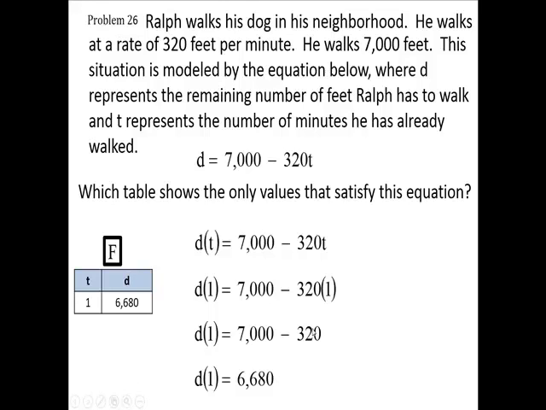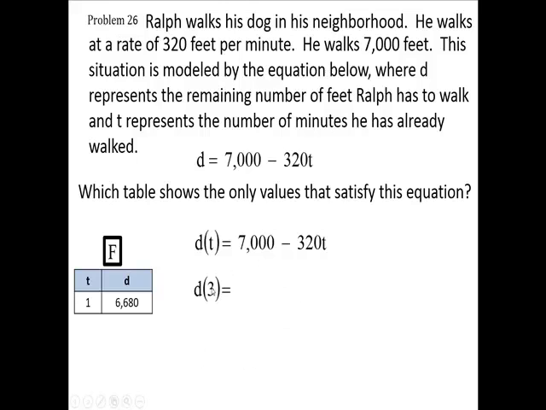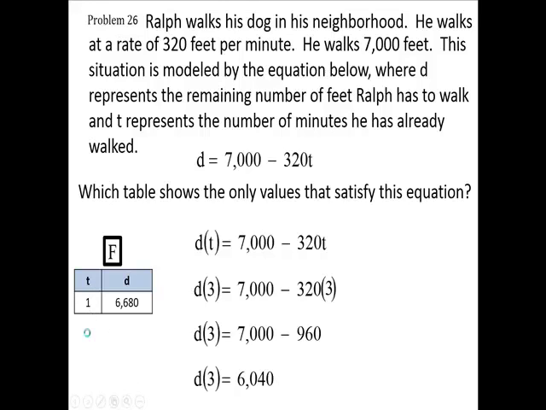All right. Next one, we're going to let T be 3. So we're going to have 320 times what? 320 times 3. So that's 960. So he's almost walked 1,000 feet. What's he got left? About 6,000. So when T is 3, D is going to be about 6,000.